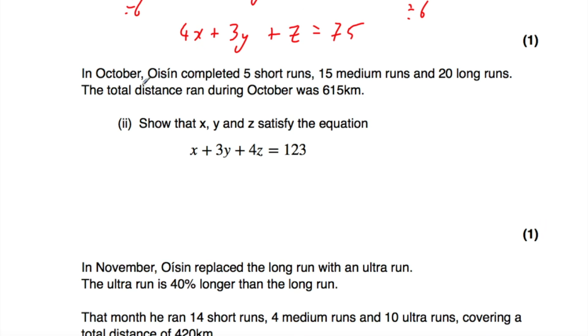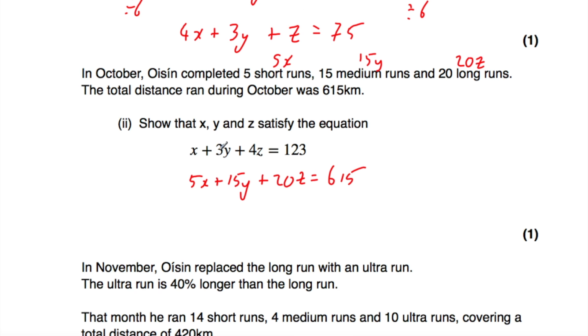And then if we carry on, we're told in October, Oshin completed 5 short runs, 15 medium runs, and 20 long runs. And the total distance ran in October was 615 kilometres. And we've been asked to show that x, y, and z satisfy this equation. Okay, so 5 short runs, that's going to be 5x. 15 medium runs, that's going to be 15y. And 20 long runs, that's going to be 20z. And then if we add them together, that's 615. So let's do that. So 5x plus 15y plus 20z equals 615.